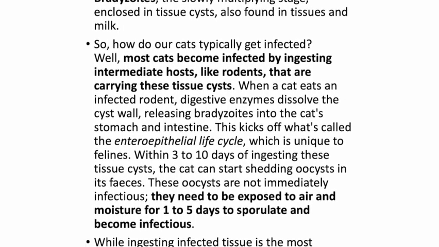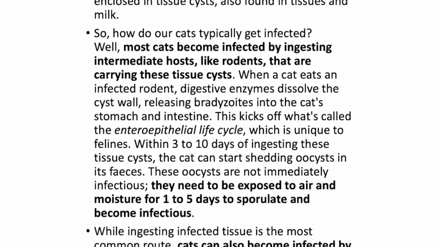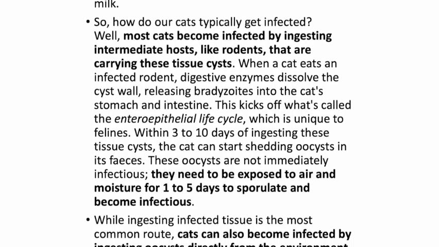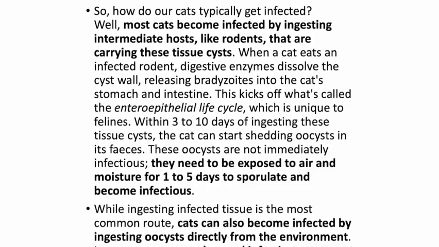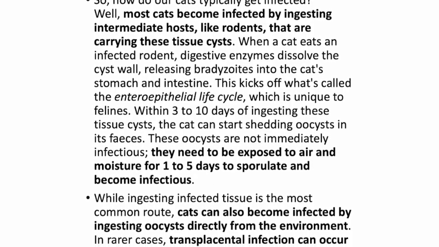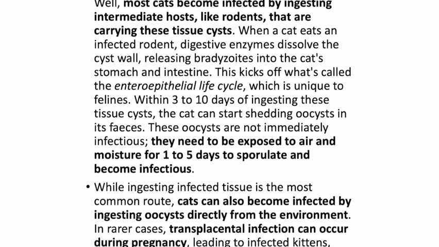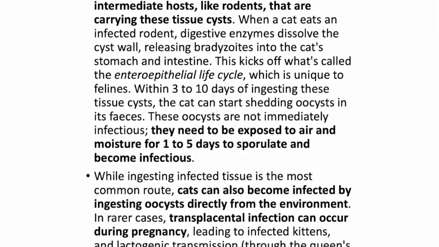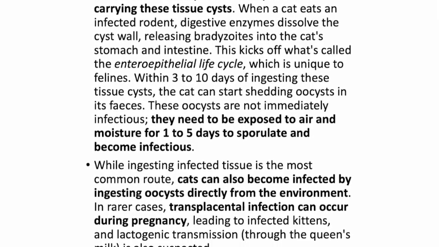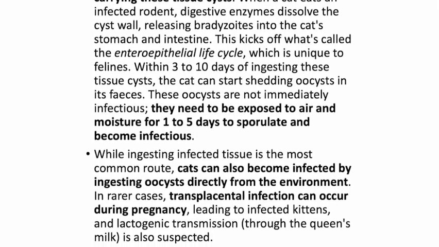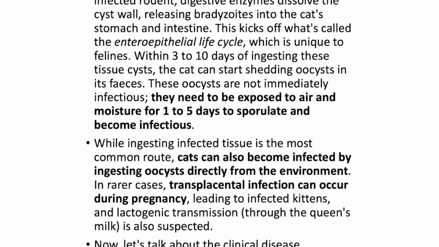Well, most cats become infected by ingesting intermediate hosts, like rodents, that are carrying these tissue cysts. When a cat eats an infected rodent, digestive enzymes dissolve the cyst wall, releasing bradyzoites into the cat's stomach and intestine. This kicks off what's called the enteroepithelial life cycle, which is unique to felines.